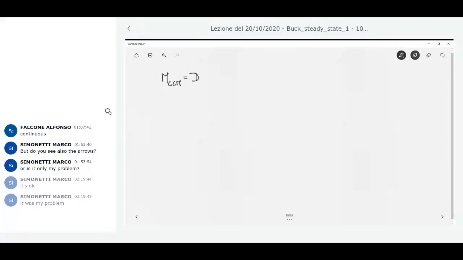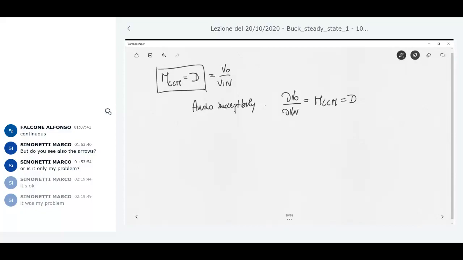Okay, remember that we have the audio susceptibility, which is the derivative of V naught as a function of V in. Since this is my expression, and this is V naught over V in, this audio susceptibility is exactly the conversion ratio. So the audio susceptibility is like the duty cycle. It's a variation that is the same as the duty cycle.